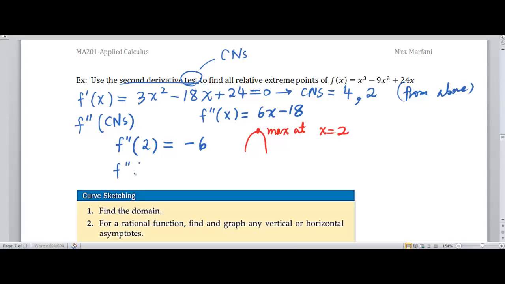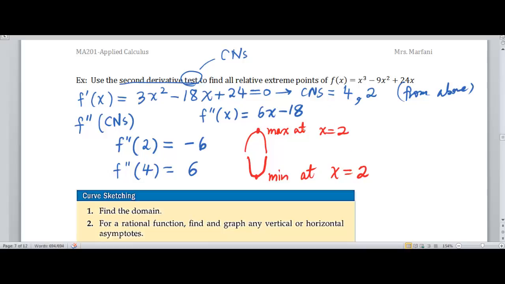Same thing for the second derivative here, plug the critical number in. 6 times 4 is 24, minus 18 is positive 6. That's positive, so that means it's concave up. So that means I have a min.